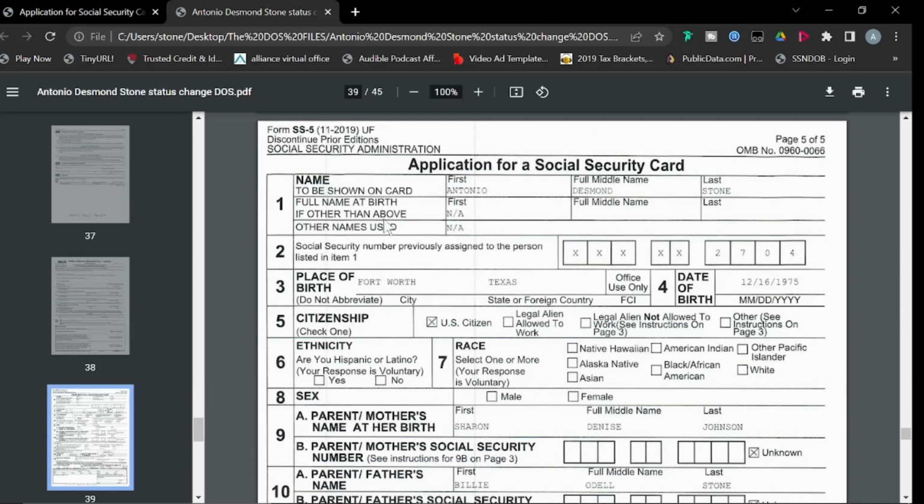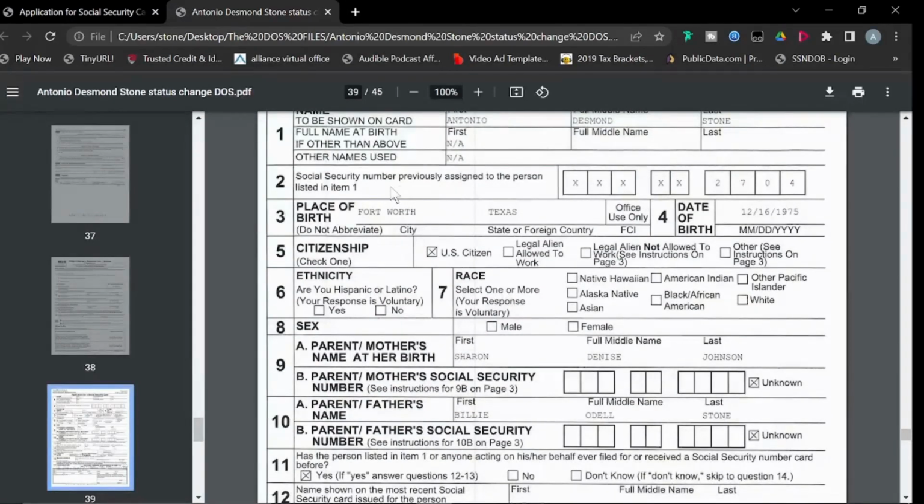So anyway, box one, we're going to have my all caps name. Then here we have NA. I'm going to go through this slightly and you can follow. It's simple. We don't have to be dragging this out. So two, what I do when you fill it out, you're going to put your XXX and then your last four. They know who you are.